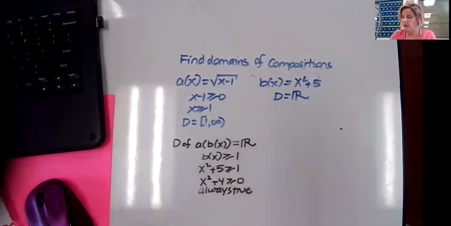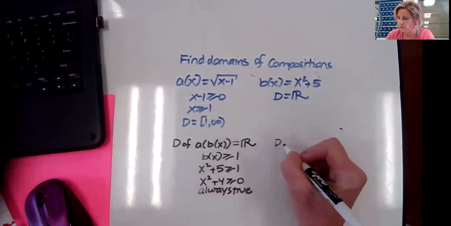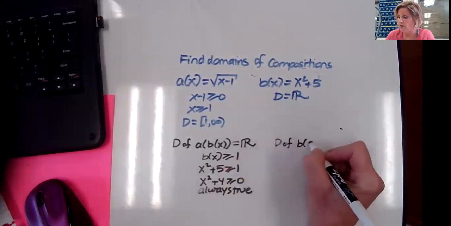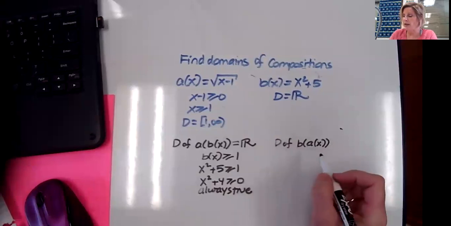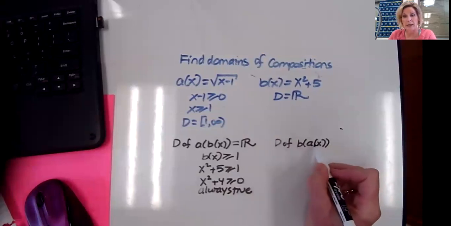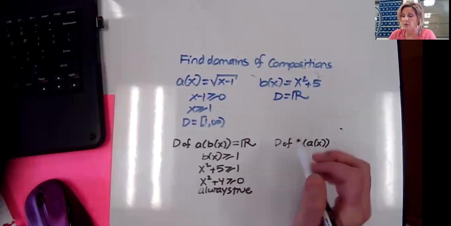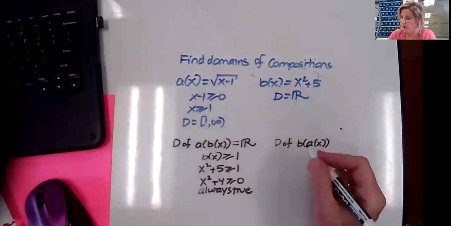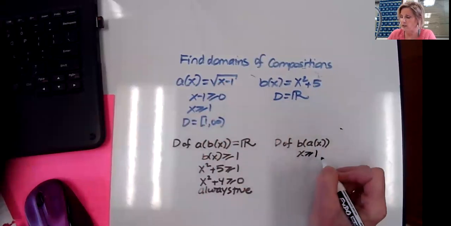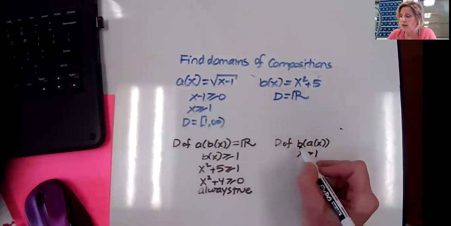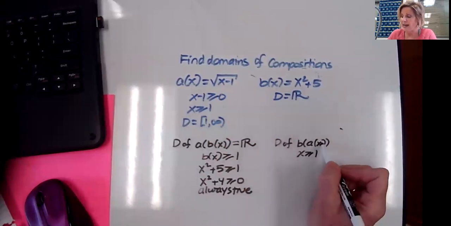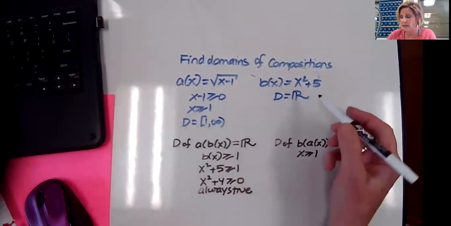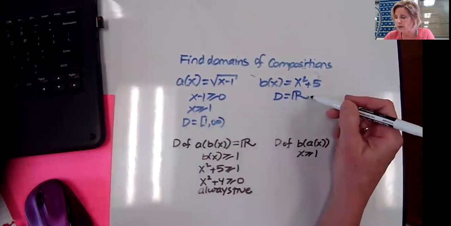Now, let's look at the domain of b of a of x. Okay? Well, the domain of a of x, that's where I start plugging in. Well, I can only plug numbers into a of x that are larger than 1. So I'm going to remind myself x has got to be greater than or equal to 1 just to get going. Well, the domain of b of x is all real numbers. So anything that I get as an answer for a of x, I can plug into b of x.